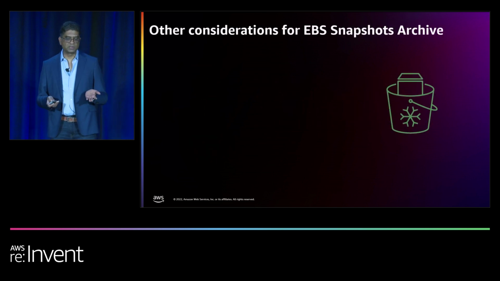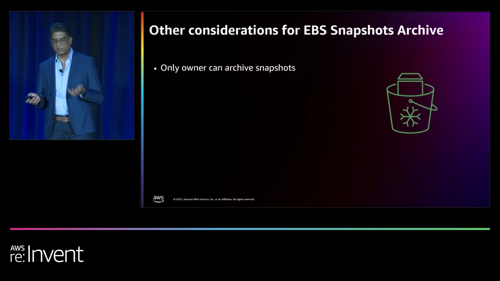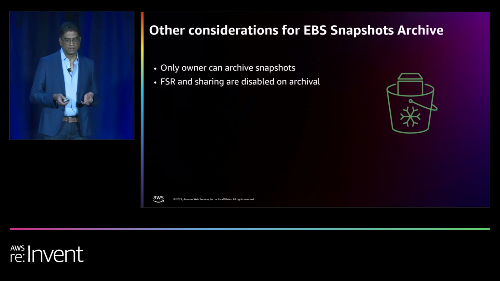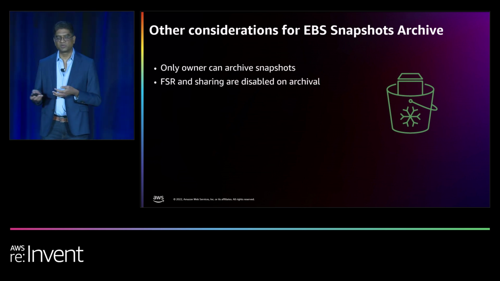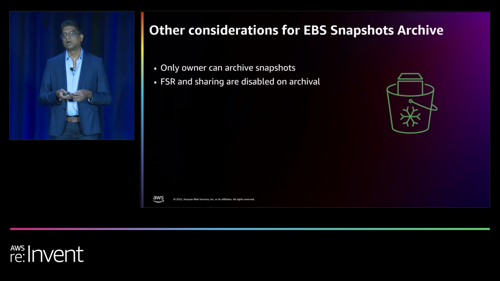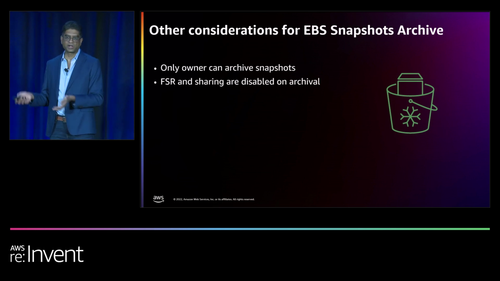Okay, some other considerations for archival. You need to remember that only the owner of a snapshot can archive and restore a snapshot. Fast snapshot restore, which was a feature that I talked about earlier, is also disabled when you archive a snapshot. Similarly, sharing permissions are disabled. So if you have a shared snapshot and if you archive that snapshot, those sharing permissions are going to get disabled.